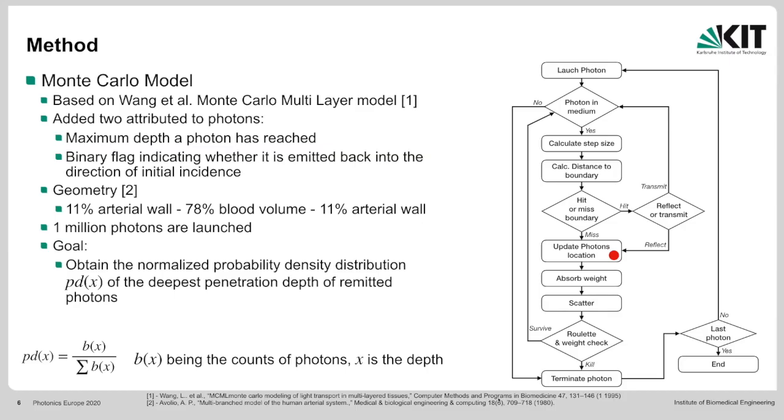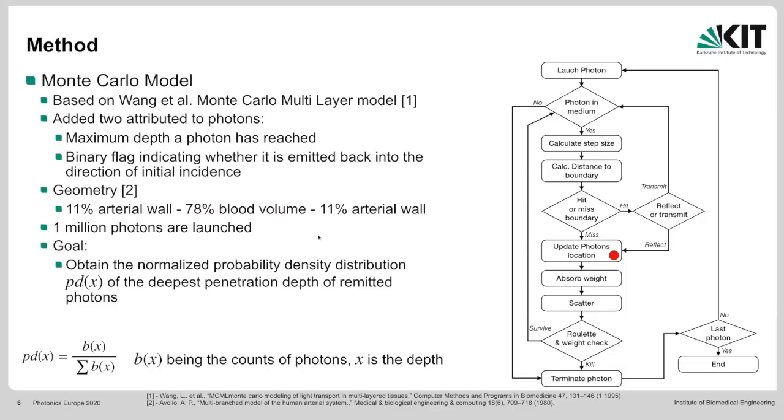First of all, the maximum depth it has reached. It will be updated always if it's valid on the red dot here. And a binary flag indicating whether it is emitted back into the direction of initial incidence. The geometry is built up by 11% arterial wall, 78% blood volume, 11% arterial wall. This is relying on a mean value of arteries in the human body.